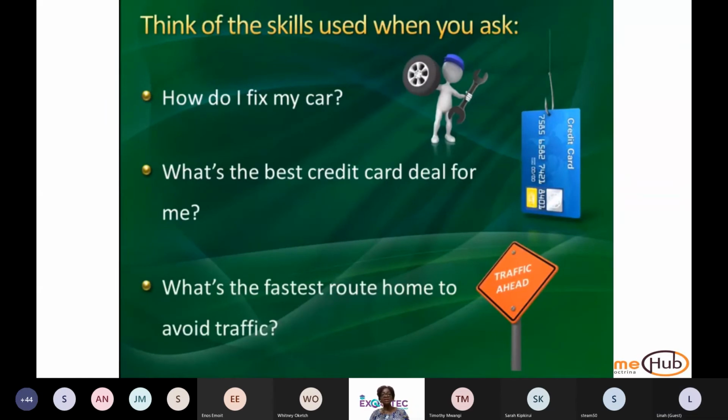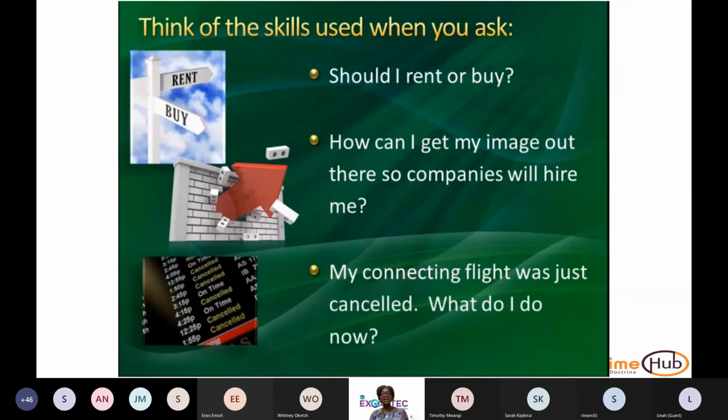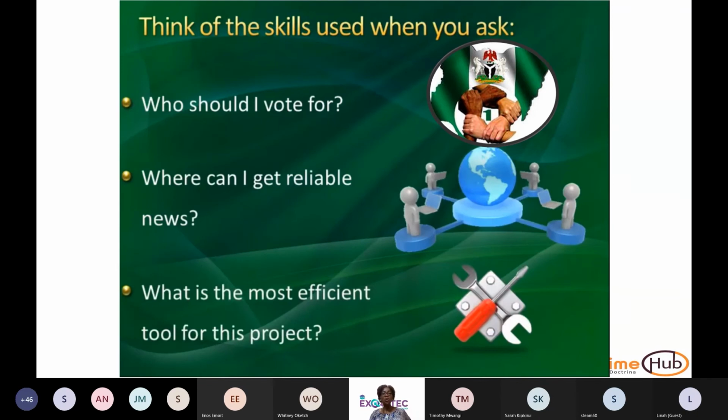How do I fix my car? Those are life skills that they ask themselves after they come out from school. What's the best credit card? What's the fastest route home to avoid traffic? These are critical thinking put in place. These are skills that will be used. Should I buy or rent, when it comes to making decisions about their life? My connecting flight is cancelled. What do I do now? We are talking about problem solving. So these are questions that arise as they grow.